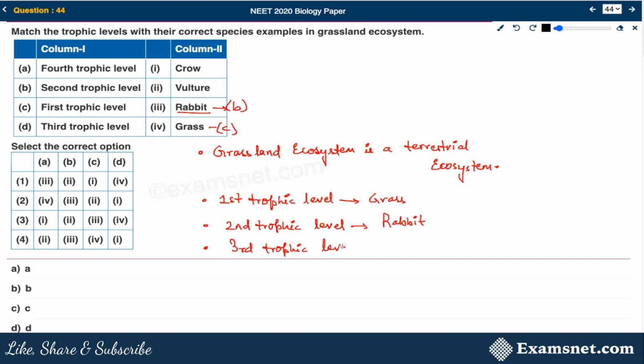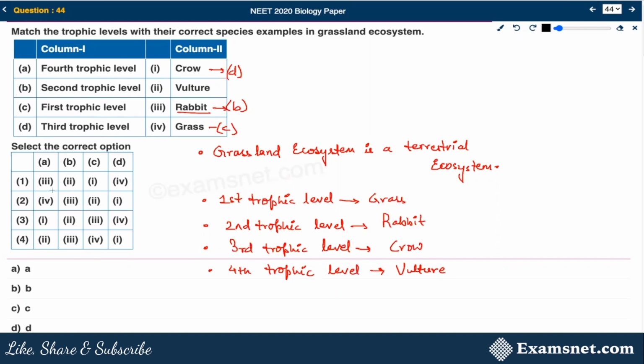The third trophic level will be represented by someone who is a carnivore. So it comes out to be crow. Third trophic level will be represented by crow, so this will go with D option actually. And the fourth trophic level, which is the last trophic level of the food chain, will be represented by vulture. Usually vulture, eagle, all these species, they occupy the last section of the trophic level only. So this is the case.